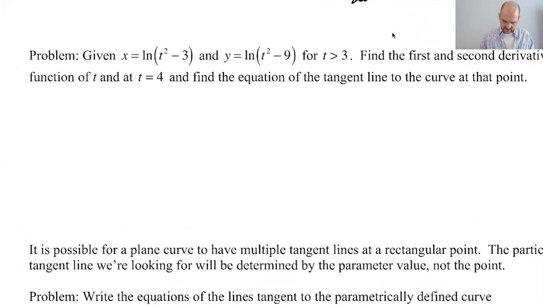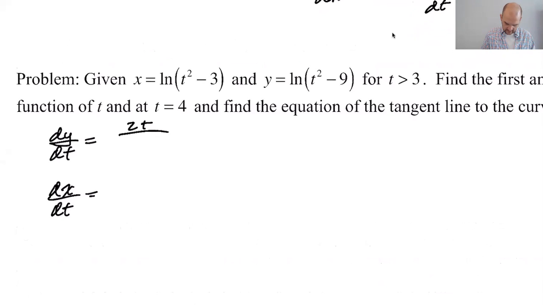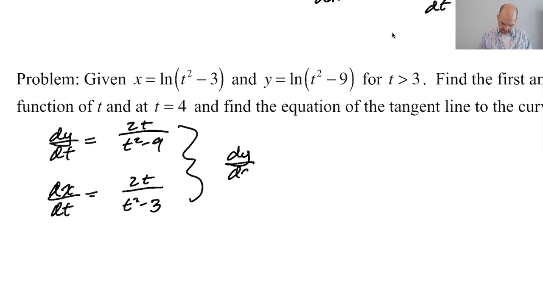All right. So we're going to find dy/dt, we're going to find dx/dt, and then we'll combine those to find dy/dx. So dy/dt is going to be 2t over t squared minus 9. dx/dt is going to be 2t over t cubed minus 3. That's kind of interesting. So in combination, dy/dx is going to be 2t over t squared minus 9 over 2t over t cubed minus 3. Multiply by the reciprocal, the 2t's cancel, and we get t squared minus 3 over t squared minus 9.